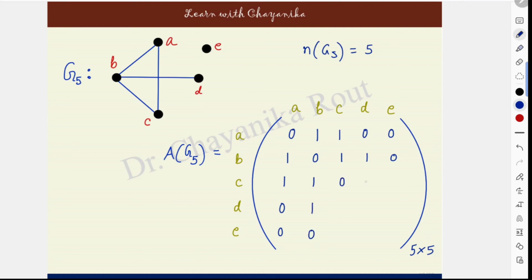C and C, no edge. C and D, no edge. C and E, no edge. So, I have zeros here. Also, between D and D, 0 edge. Between D and E, no edge. So, this is also 0, and between E and E, there is no edge.